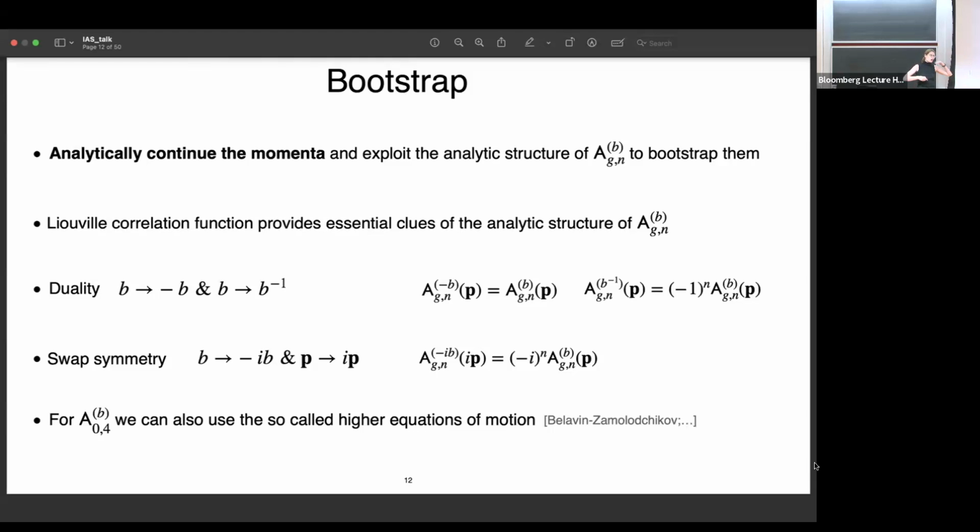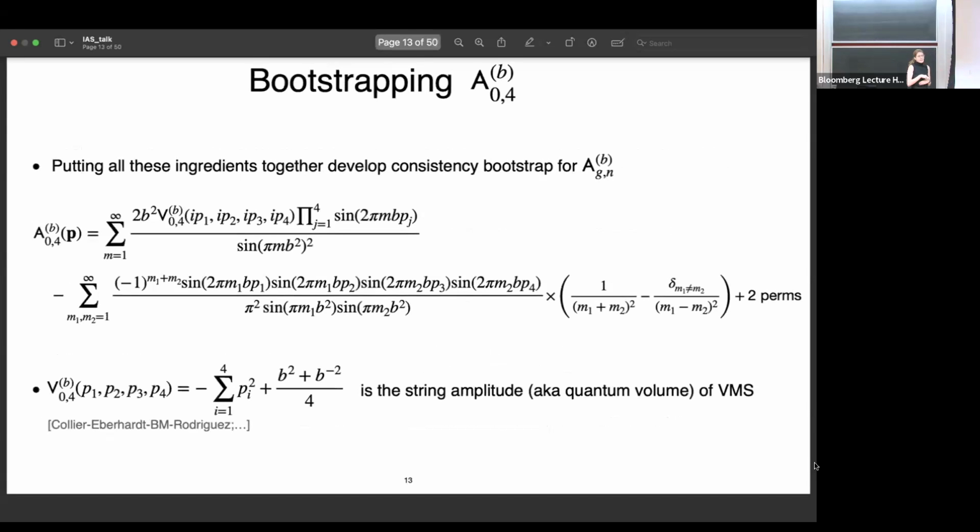And so we basically just imposed all these constraints that we knew this string amplitude has to satisfy. Additionally, just by staring at the definition of the string amplitude, you infer it has some kind of duality. So if you send b to minus b and b to b inverse, it has to behave like this. And then there is what we call swap symmetry, because under this symmetry the two Liouville theories get exchanged. That's why we call it swapping. And then the string amplitude has to behave like this. So basically, by just imposing all these constraints, and for A_04, for the four-punctured sphere, there's also this method called equations of motion. It's very beautiful, but I will not have time to discuss it right now. But basically imposing all these constraints, you get this.